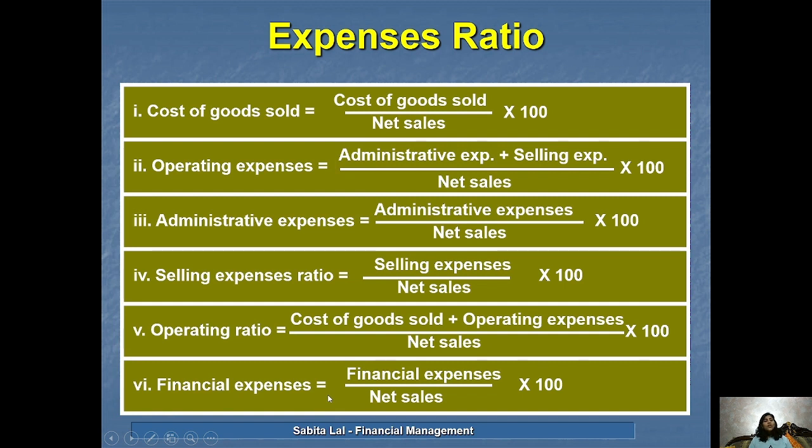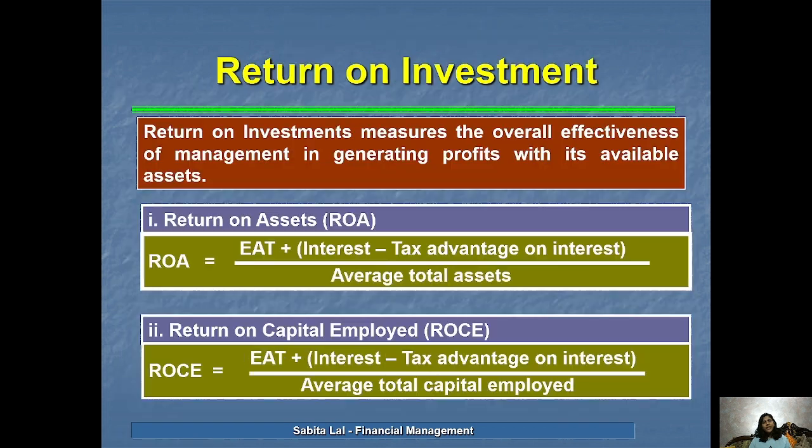Financial expenses ratio is financial expenses by net sale into 100. So for all expense ratios, cost of goods sold, operating, admin, selling, operating ratio or financial expenses, everything will be the numerator and divided by net sale into 100.